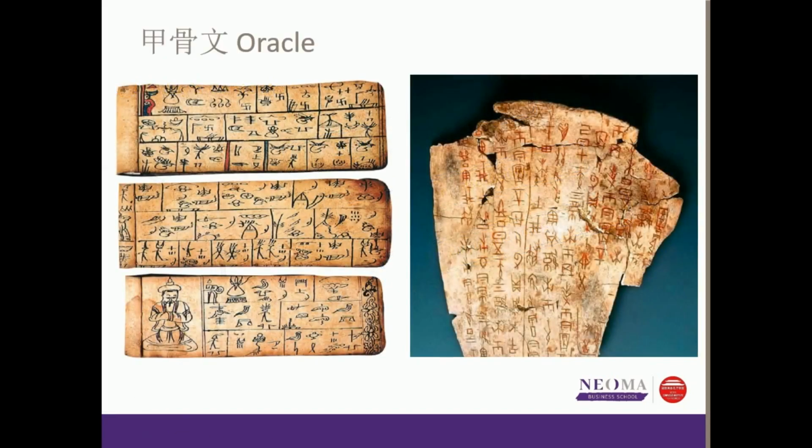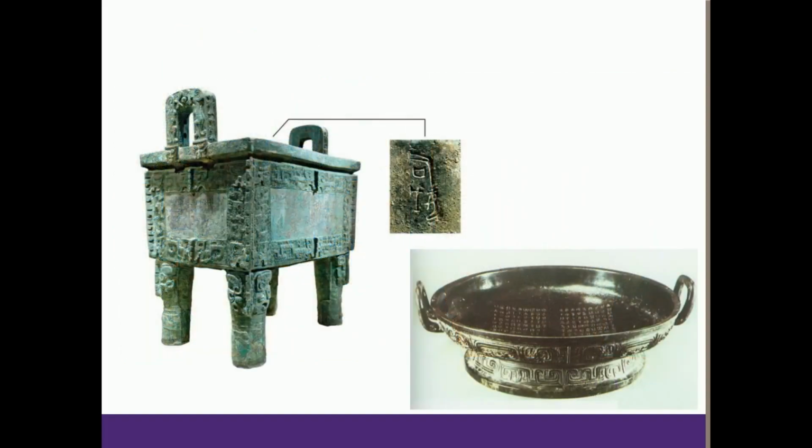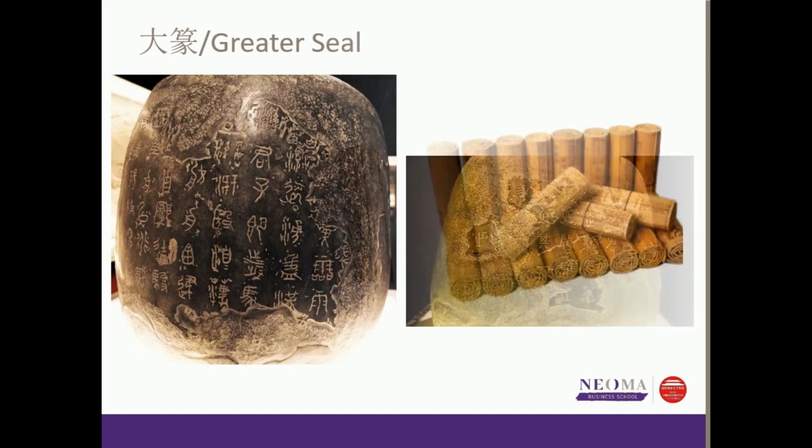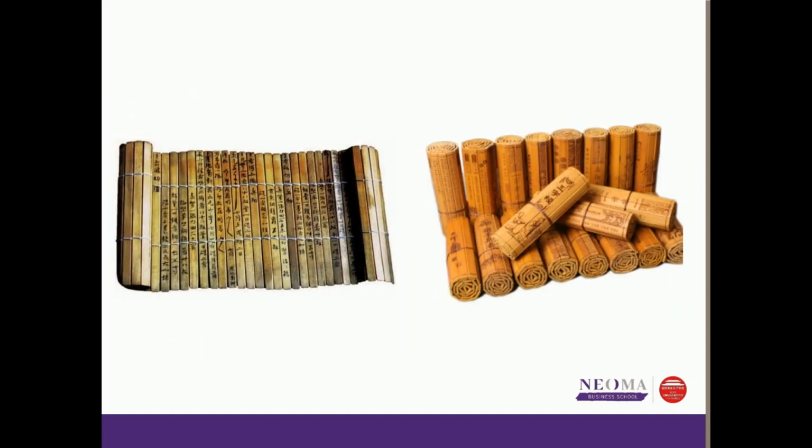So in the very beginning, how did the characters develop? We would carve some pictures or images on the back of a turtle shell. This is called oracle bone script. Later, when we had metal, we put this on copper. And then as time went by, we put it on stone. This is called the greater seal. Later, when we had bamboo, we put bamboo slips together. Then they developed other scripts.